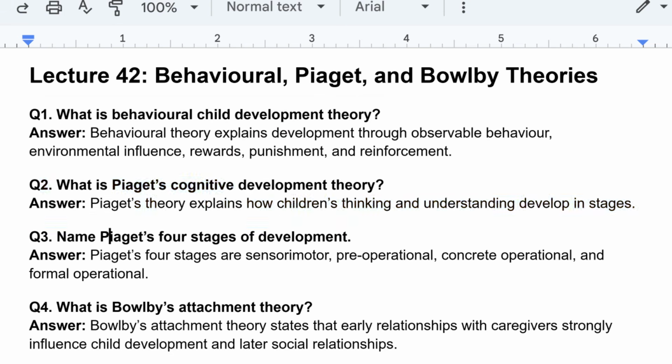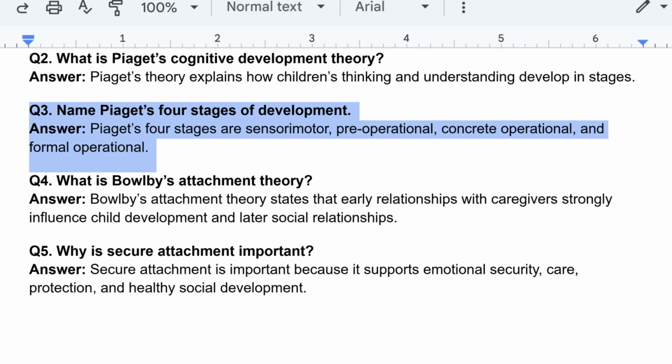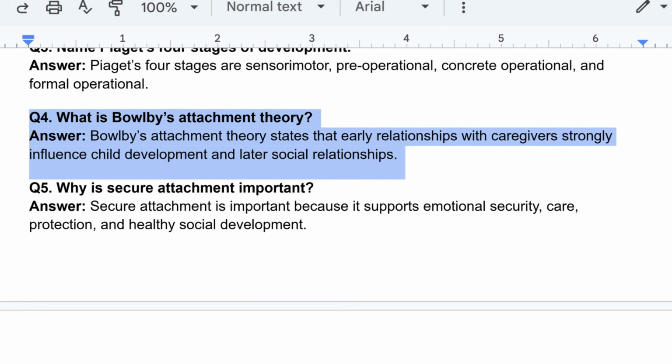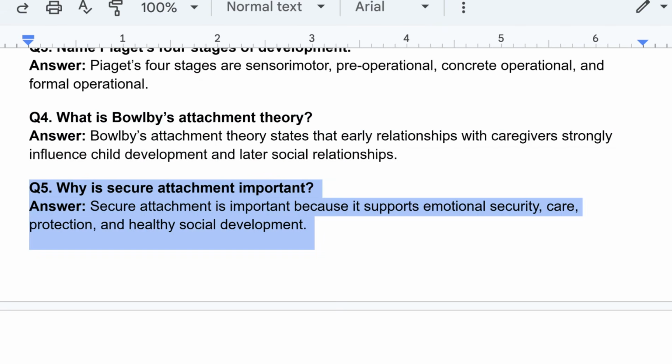Name Piaget's 4 stages of development. Piaget's 4 stages of development are the sensorimotor stage, pre-operational stage, concrete operational stage, and formal operational stage. What is Bowlby's attachment theory? Bowlby's attachment theory states that early relationships with caregivers strongly influence child development and later social relationships.